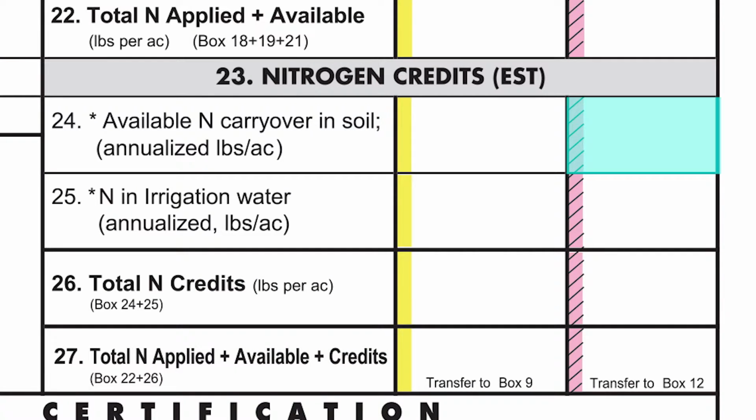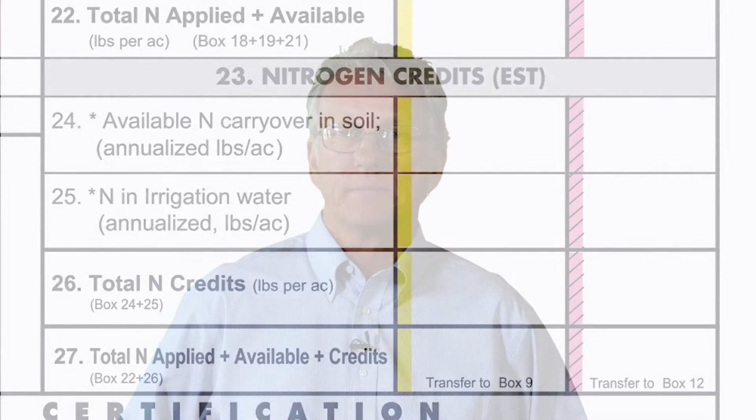Box 24 is a little harder to estimate without a soil test, that is, the N carryover in soil. For most crops, the best time to take a soil test is in the spring, after the rainy season is finished. Again, this is an estimated number.